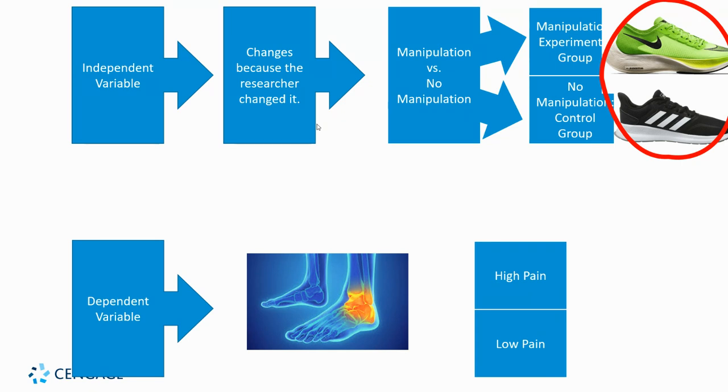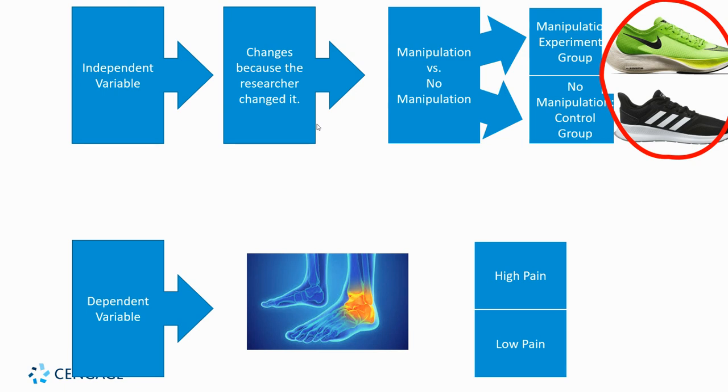But my dependent variable is the pain here or the ankle injury. How much ankle injury do you get if you wear Nikes versus if you get Adidas? This is going to depend on the shoe that you got, on the manipulation. And so this is the dependent variable. It's also the thing that I'm measuring at the end. How much ankle injury or how much ankle pain do you have at the end? And so this is my dependent variable.